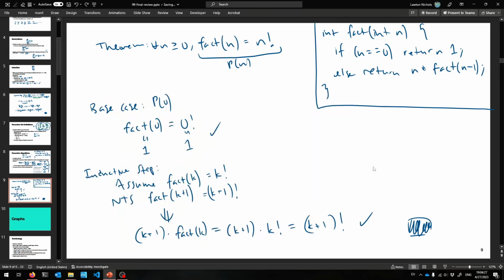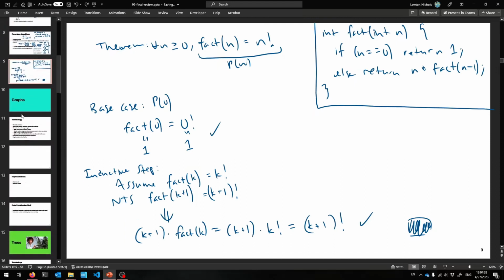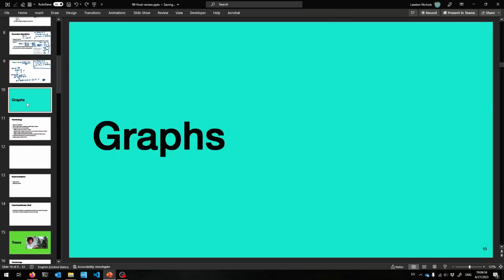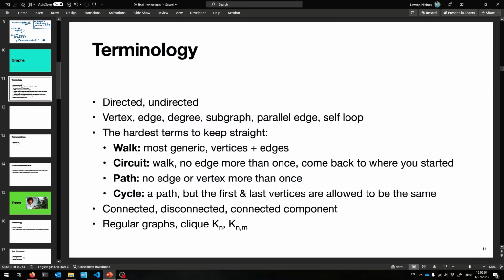All right, so yeah, let's keep on trucking. I've got some more slides about some other things, and we'll go from there. So let's talk about graphs. There was sadly a lot of terminology that we had to learn with graphs. So let's talk about all that.